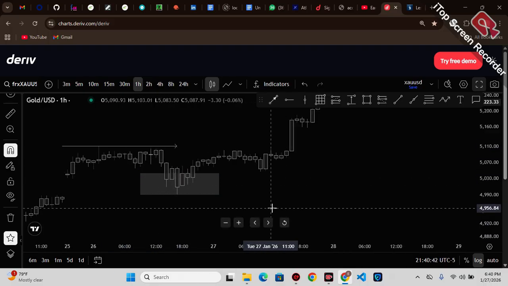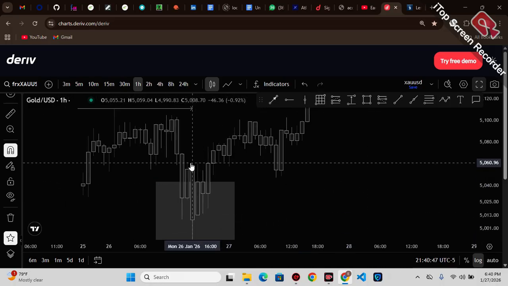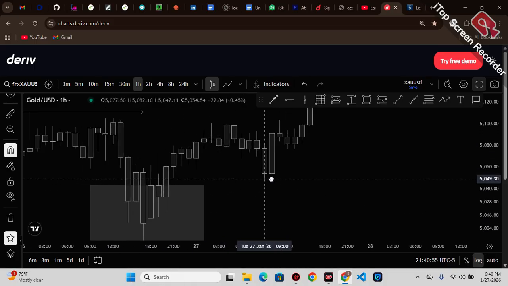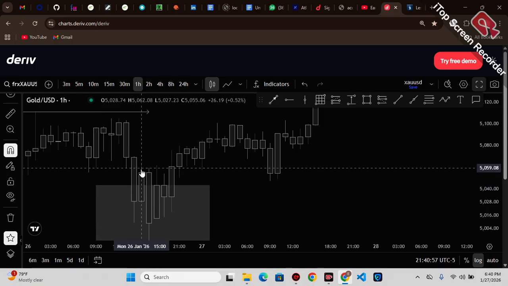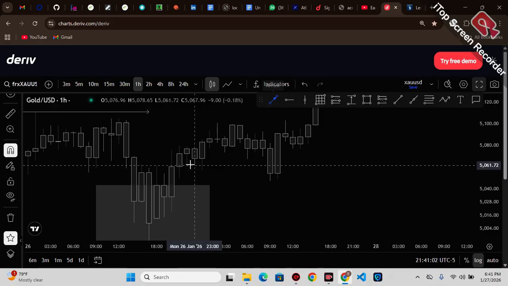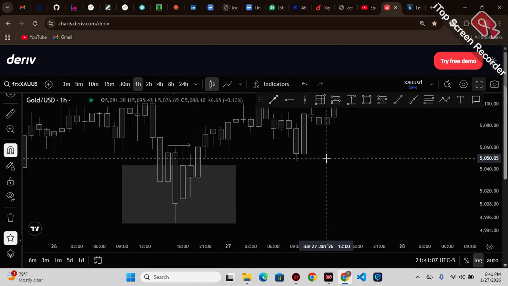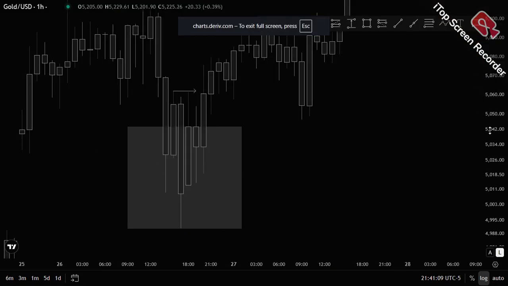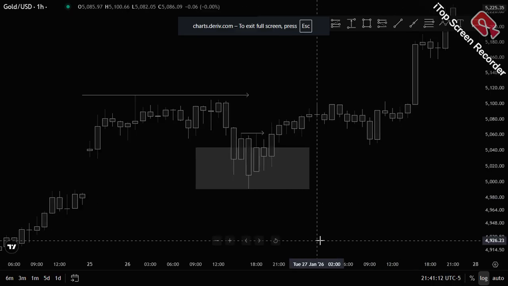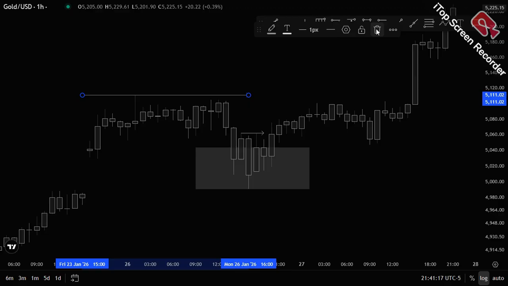So on this 8-hour rejection, our break of structure will come from this high, right? This is our break of structure. Our break of structure comes from this high right here. So that's our break of structure. Oh, sorry, I wasn't showing the full screen. So that's our break of structure that we'll look for.